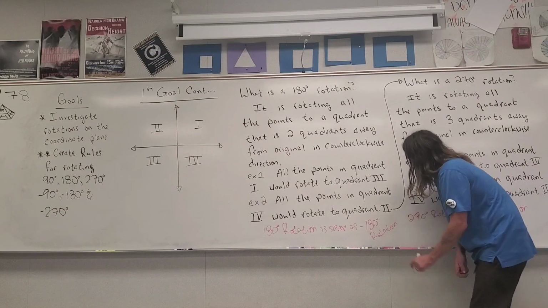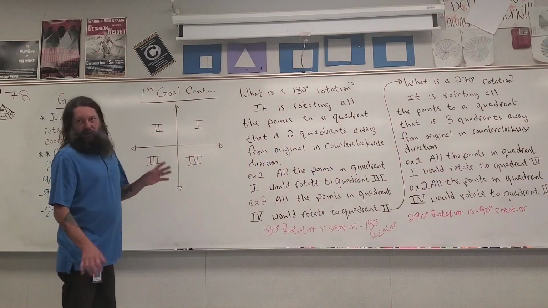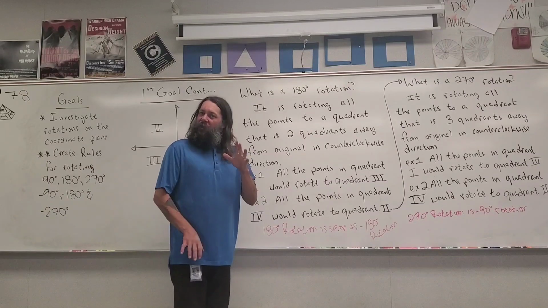Alright, so hopefully I can finish this all in one more take. We'll see. And by the way, a 90-degree rotation is the same as a negative 270-degree rotation. I'll note that in the next section.